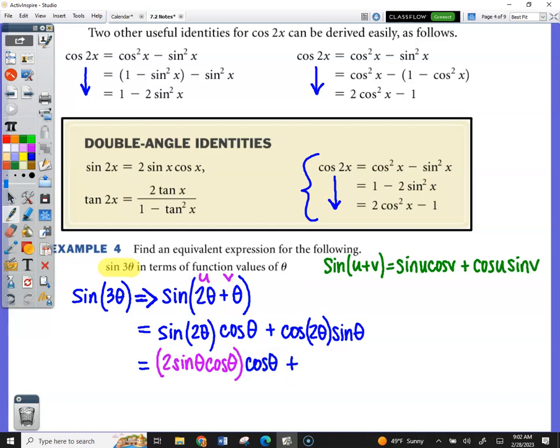Now I have another double angle identity. I've got this block right here, cosine of 2 theta. I have the free choice of which one I want to use. I personally went with cosine squared minus sine squared. Does not matter. You can use the second one, you can use the third one. It really does not matter. Then I'm going to bring down the sine theta.